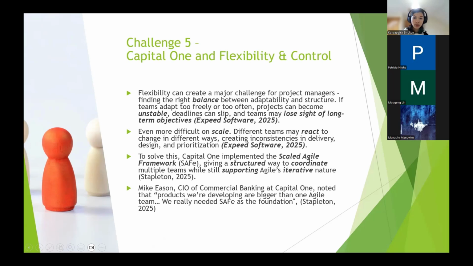To solve this, Capital One implemented the Scaled Agile framework, giving a structured way to coordinate multiple teams while still supporting Agile's sprint nature. Mike, the CIO of commercial banking at Capital One, noted that the products we're developing are bigger than one Agile team. We really need the scaled Agile framework as the foundation.